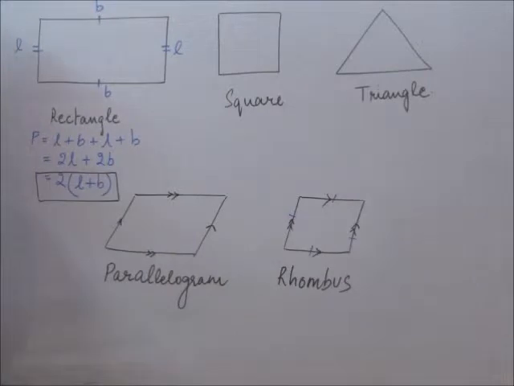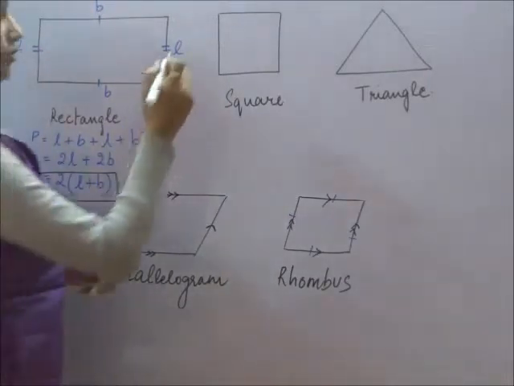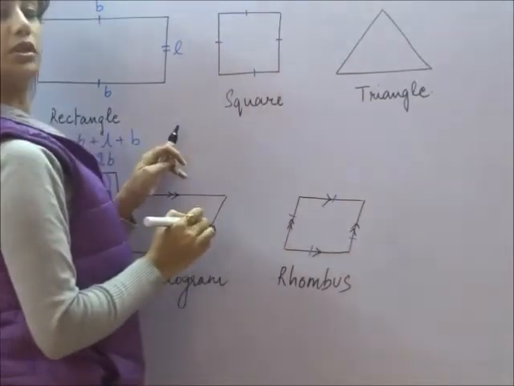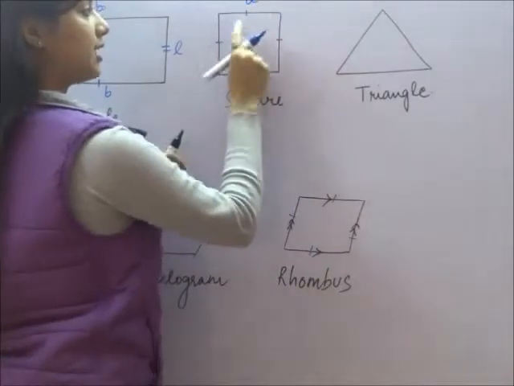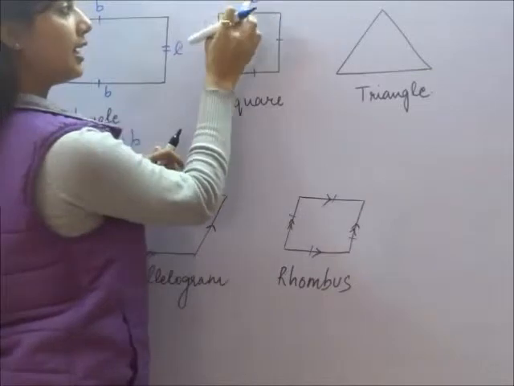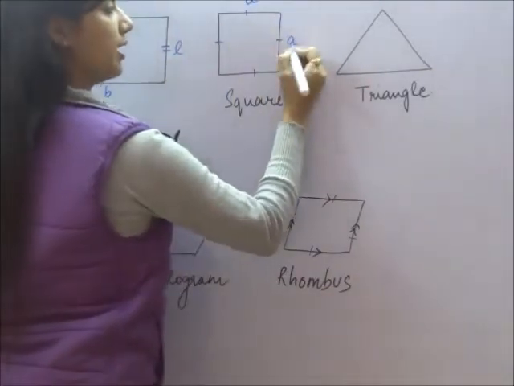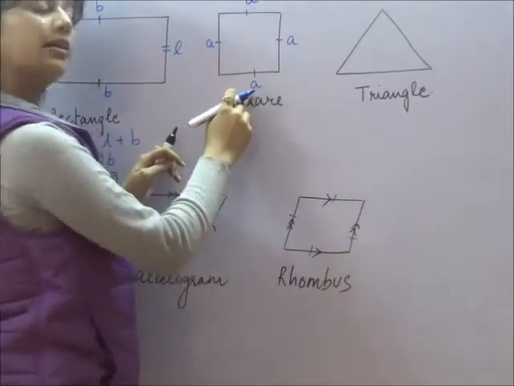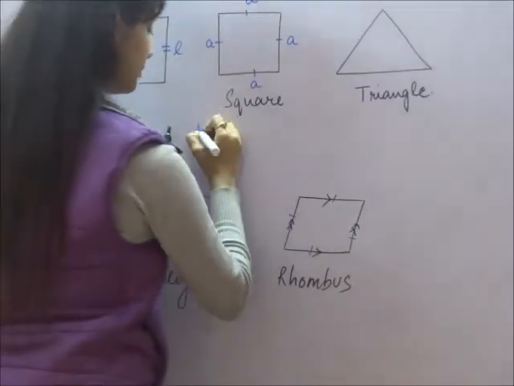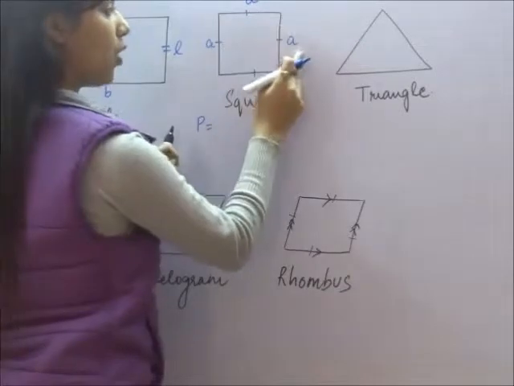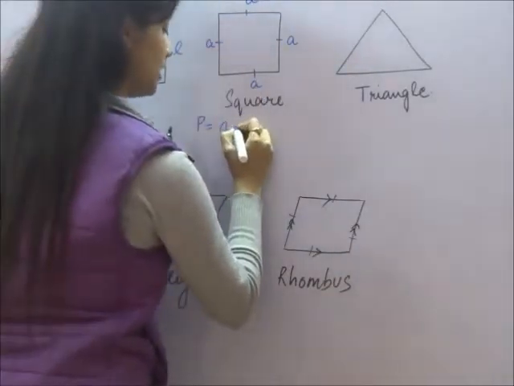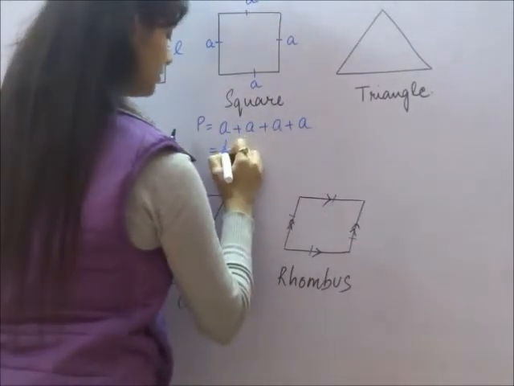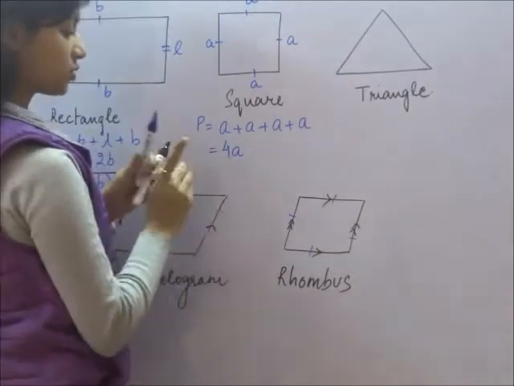Coming down to the next figure, the square. We know that a square has a property that all its sides are equal. Say the side of this square is of length A units. So this will also be A, this will also be A, and this will also be A, because in a square all the sides are equal. Now perimeter is the sum of all the sides. So A plus A plus A plus A, 1, 2, 3, 4, that is 4A. So the perimeter of the square is 4A.